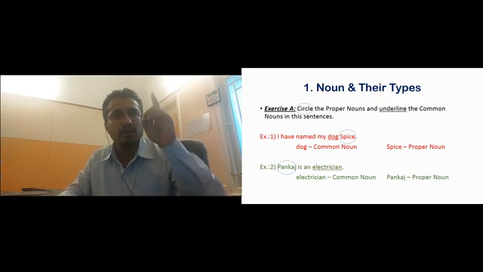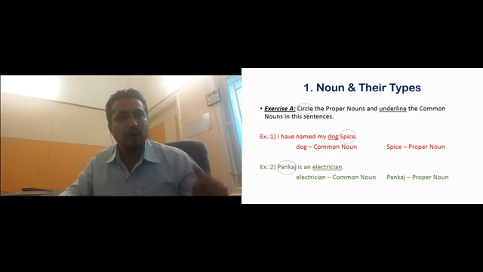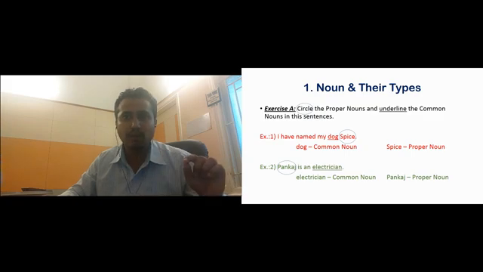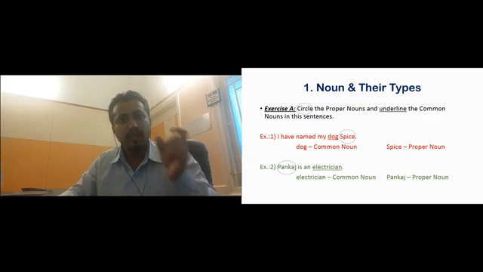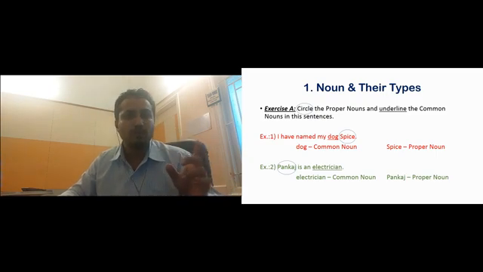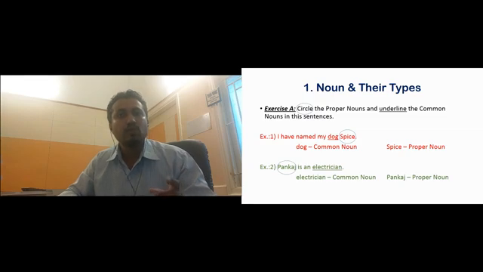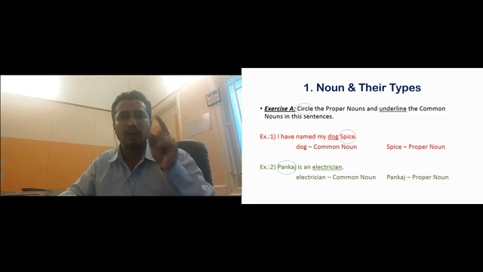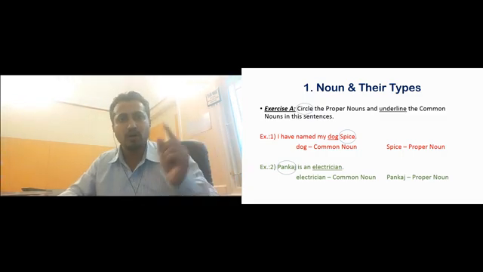So what does the heading say? Circle the proper nouns and underline the common nouns. Now here dog is a common noun. Why? Because every dog is called a dog and that is why it is a common noun. So we underline dog. Okay, and the name of that dog is Spice. All the dogs are not called Spice, only that dog is called Spice. So that is why Spice is a proper noun. So that has been underlined. I have also mentioned dog is a common noun and Spice here is a proper noun.